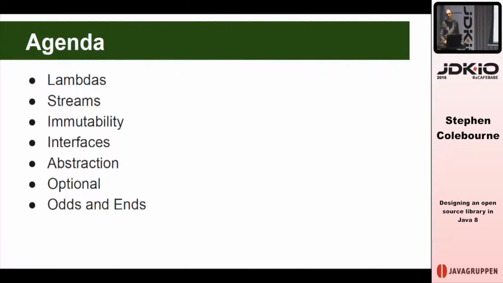So we're going to talk about Lambdas, we're going to talk about streams, immutability, interfaces, new abstraction techniques, optionals, and a couple of odds and ends at the end.